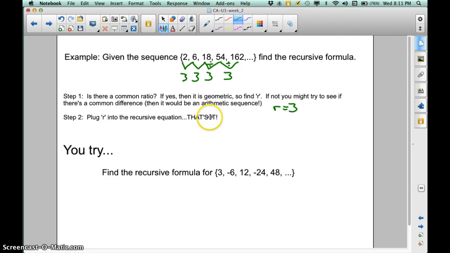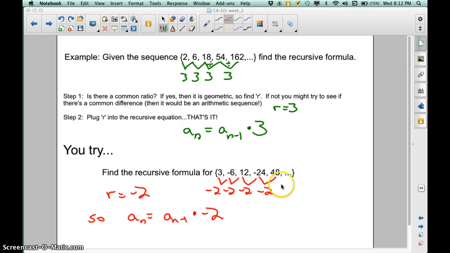All you have to do then is plug r into the recursive equation. a sub n equals a sub n minus 1. Remember, you just copy the whole first part times, because now this is a common ratio, it multiplies from one term to get to the next term. And you just stick r in there. And that is your recursive formula for this geometric sequence. Pause the video now and you try the next one.